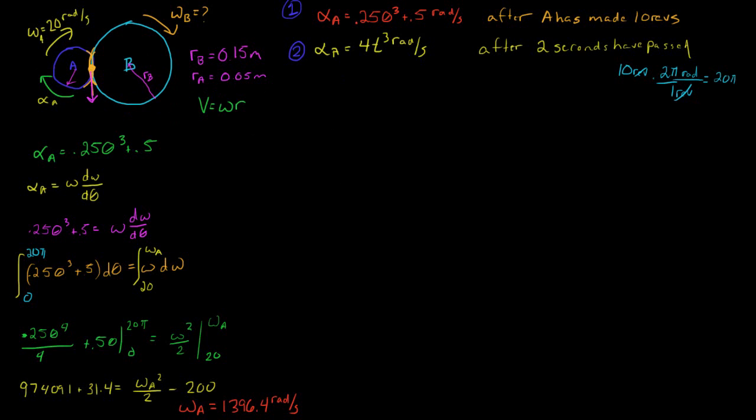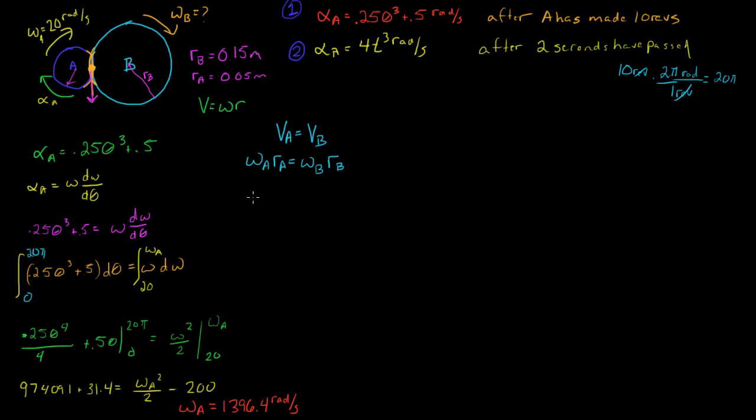So what we can say is that the velocity of A is equal to the velocity of gear B. So our angular velocity of A times our radius of A is going to be equal to our angular velocity of B times our radius of B.